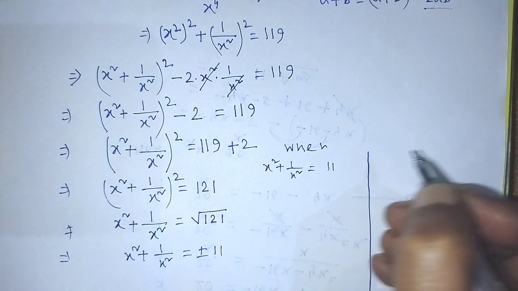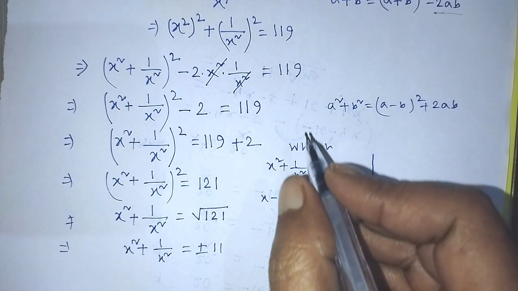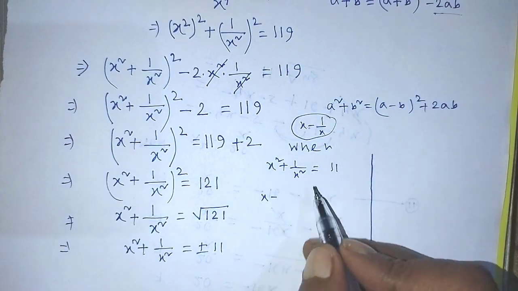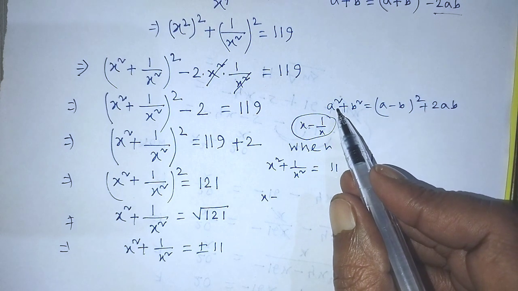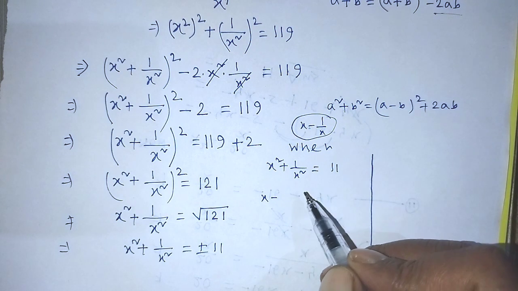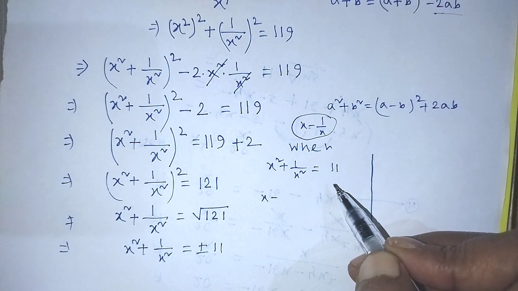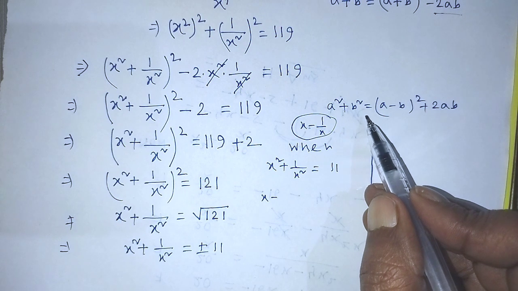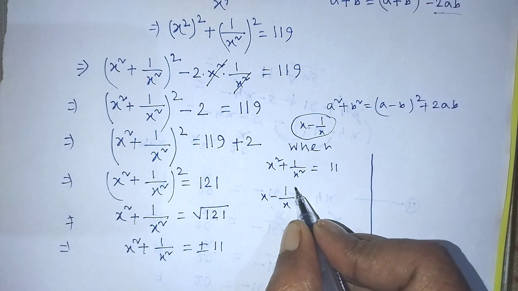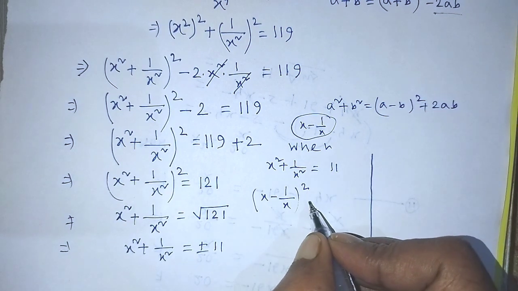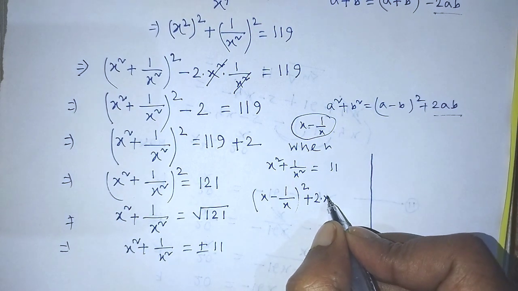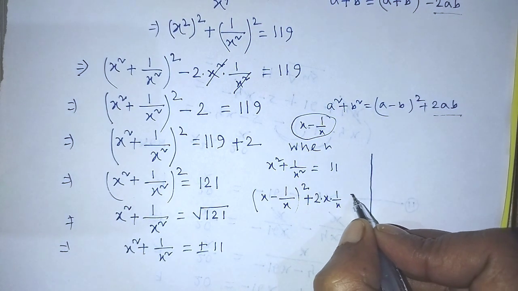So we can write from this algebraic equation, when x square plus 1 over x square is equal to positive 11. So student, to find the value of x minus 1 over x from this equation, we have to apply the formula a square plus b square is equal to a minus b whole square plus 2ab on the left hand side of this equation. So student, according to this formula we can write from the left hand side x minus 1 over x whole to the power 2 plus, in the place of 2ab, 2 into x into 1 over x is equal to 11.